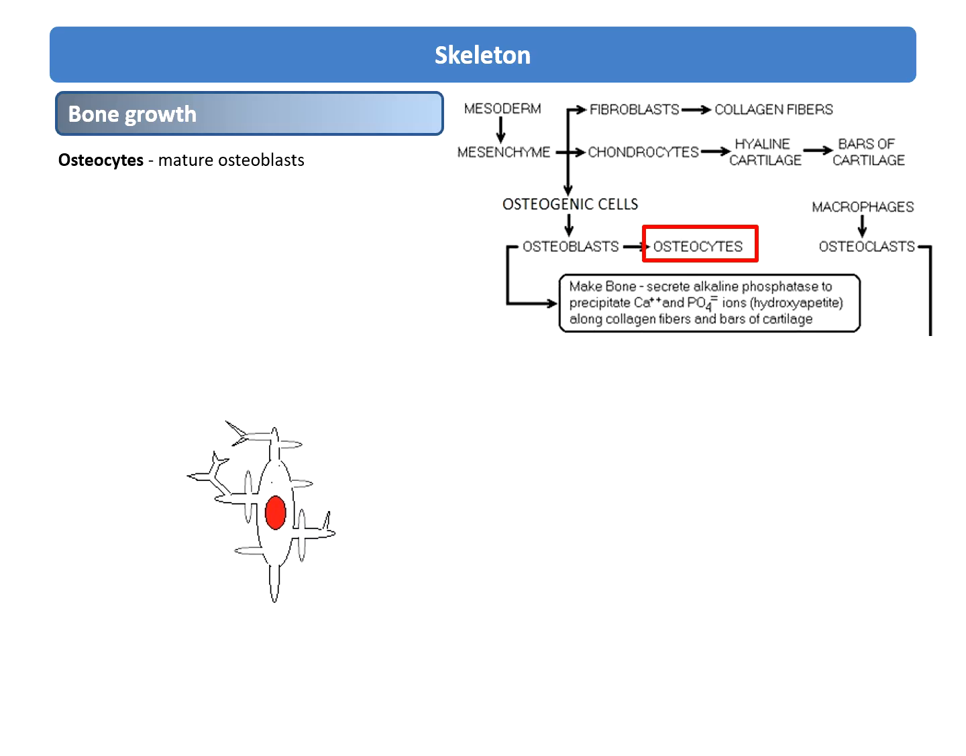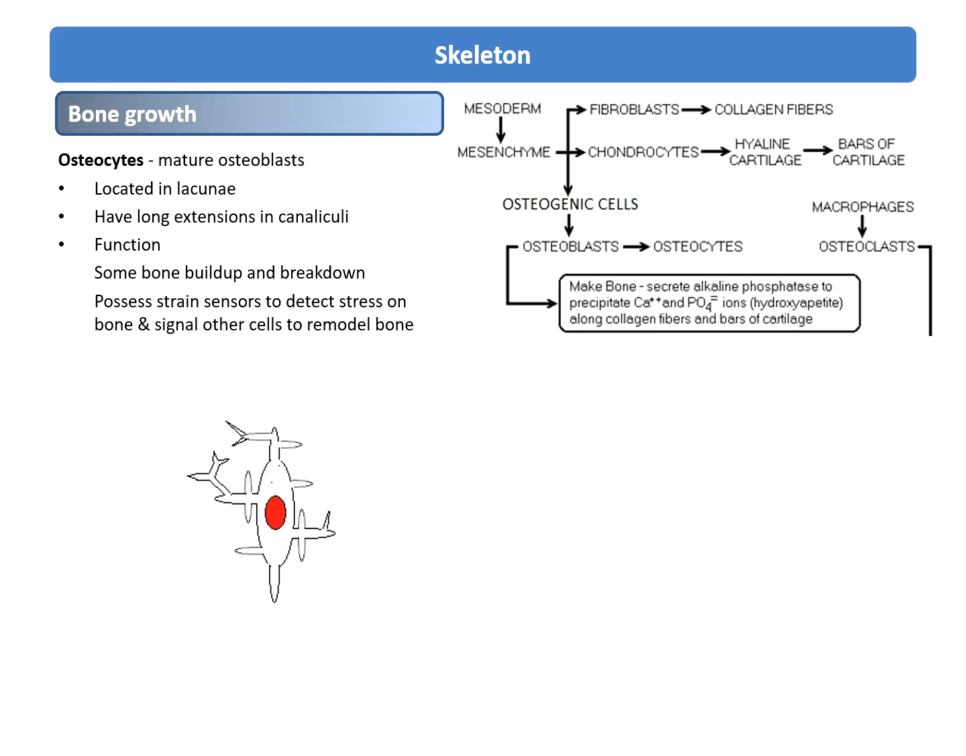Osteocytes are mature osteoblasts. Notice the osteocyte has a lot of extensions. They're located within the lacunae, and they have long extensions that extend into the canaliculi. They function in some bone buildup and breakdown. They also apparently play a role as strain sensors to detect stress on the bone, and so they would signal other cells to remodel the bone.